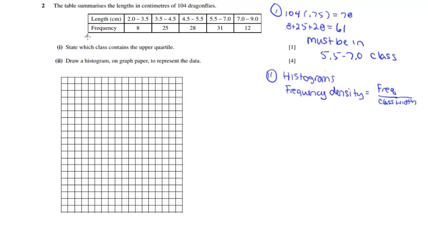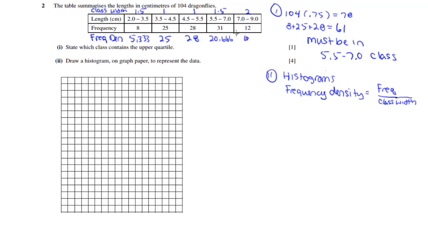And one we can do is just go ahead and put a new column on here, or a new row, and just do 8 divided by 1.5, and that gives us a frequency density of 5.33. 25 divided by 1. You could also label the class widths up here. This is 1.5, this is 1, this is 1. 28 divided by 1 is 28. 31 divided by 1.5, that's going to be 20.666. And then 12 divided by 2, that's going to be 6.